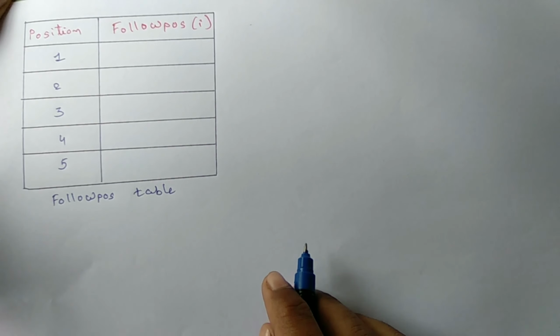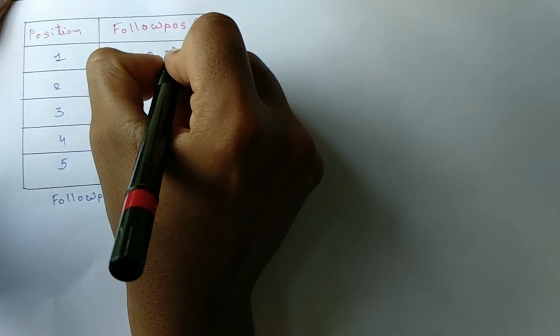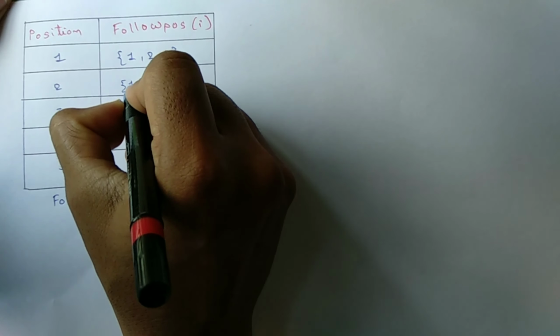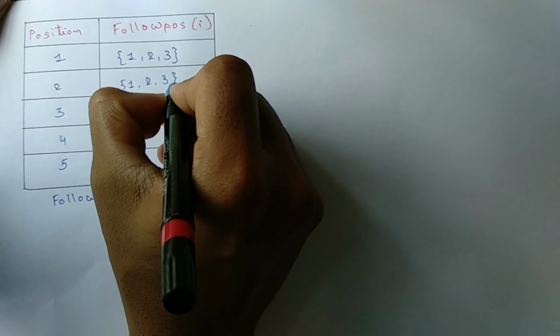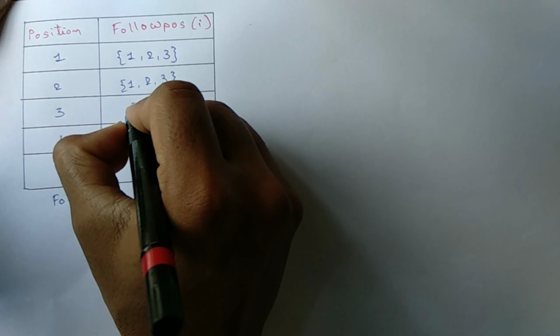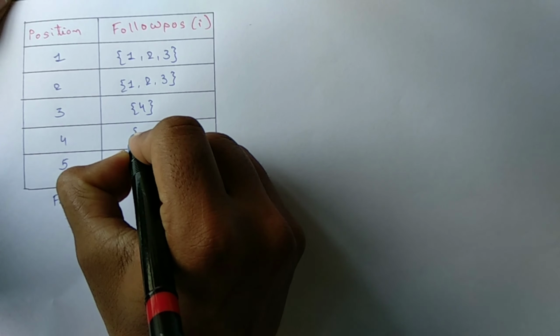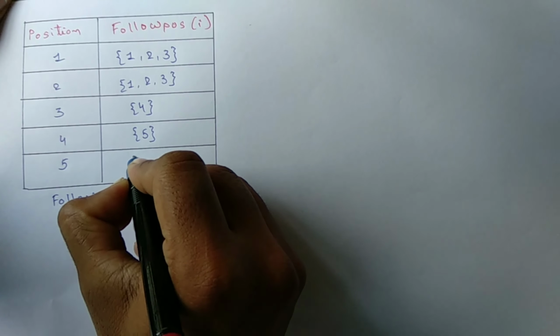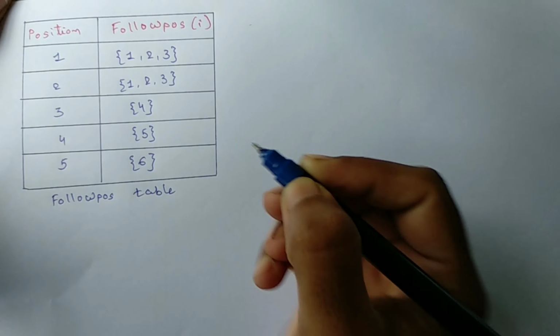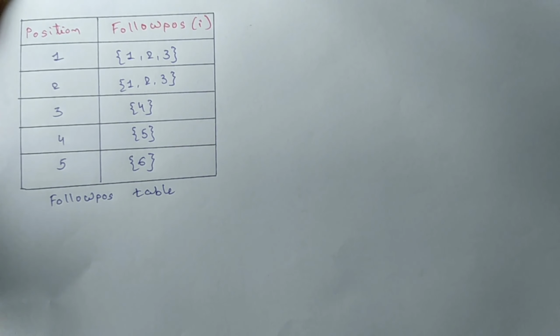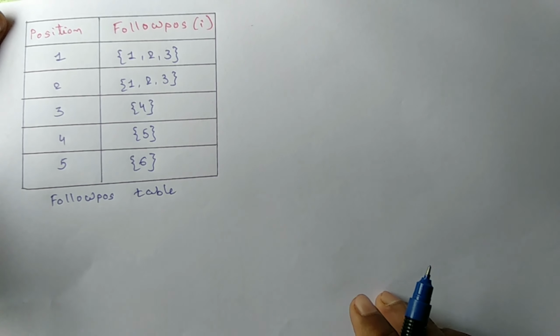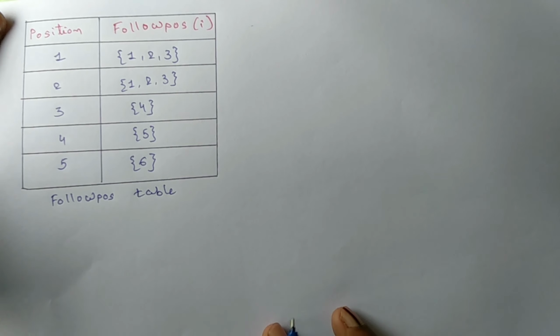So follow position of 1 is 1 2 3, follow position of 2 is 1 2 3, follow position of 3 is 4, follow position of 4 is 5, follow position of 5 is 6, and follow position of 6 is empty. So now construct the DFA. You have to find the initial node or root node.